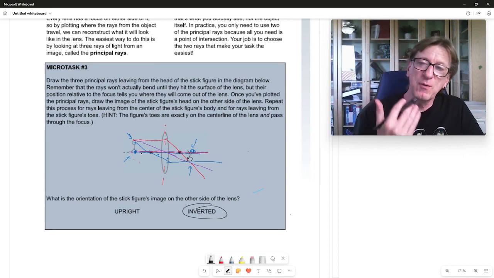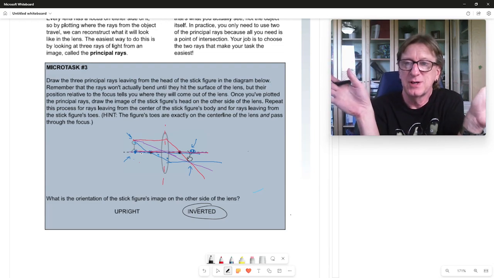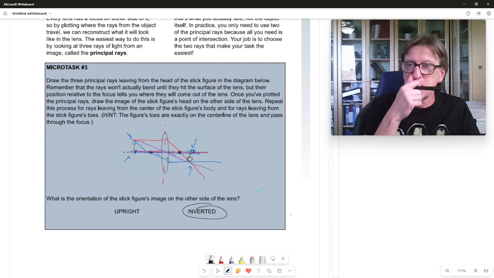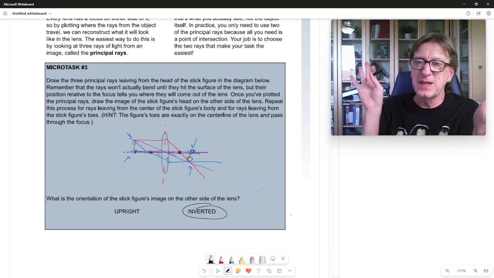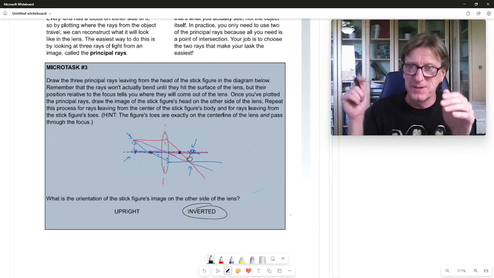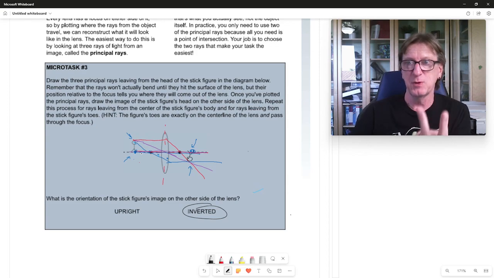However, let's keep in mind that we're also working in 3D. So I don't want to draw his hands sticking out because they'd be coming out of the page and into the page. But you should see that the same thing's going to apply. And so his left hand, hard for you to see in the camera view, is going to go across the lens and it's going to look like his right hand. So the image is not only going to be inverted, it's also going to be reversed.